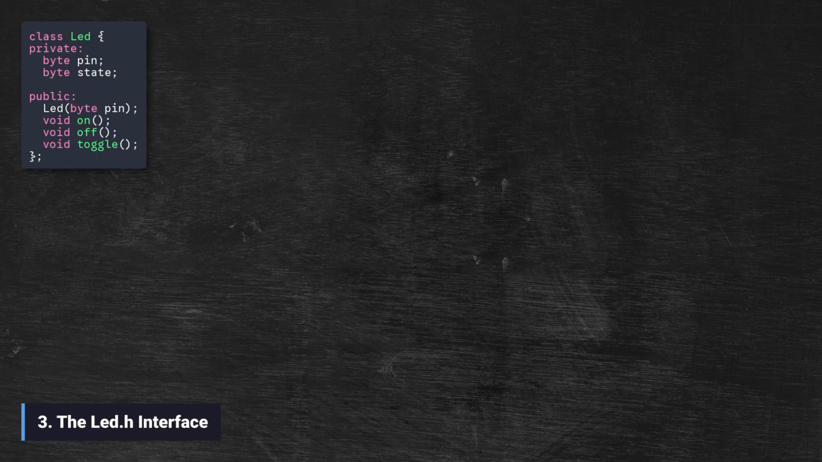Inside lead.h, we define our class. Notice that we only provide the function names and parameters here, followed by a semicolon. We don't write the actual logic yet. That's the job for the source file.